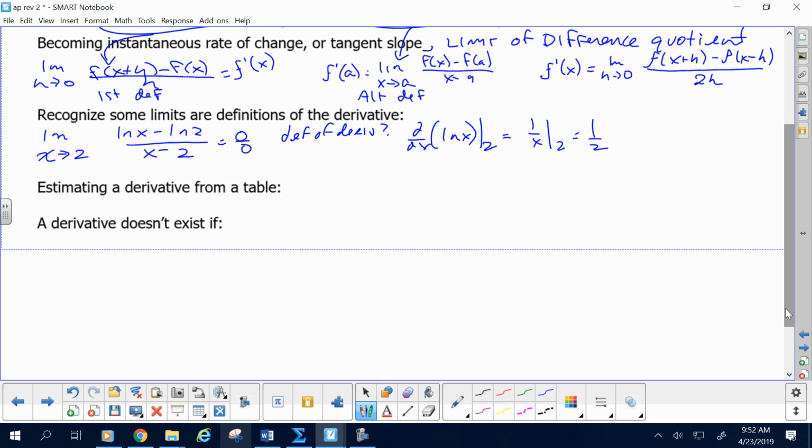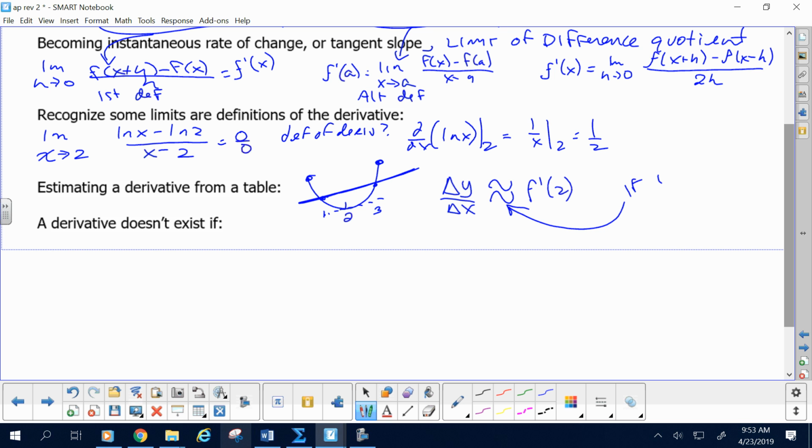Estimating a derivative from a table. Sometimes you can't actually get the derivative at whatever, 2. Maybe all you have is 2 points close by, like 1 and 3. Now I could take the change between 1 and 3, and that would be a pretty good stand-in for the slope at 2. So you would say something like change in y over change in x over an interval approximates f prime at 2. Be careful.